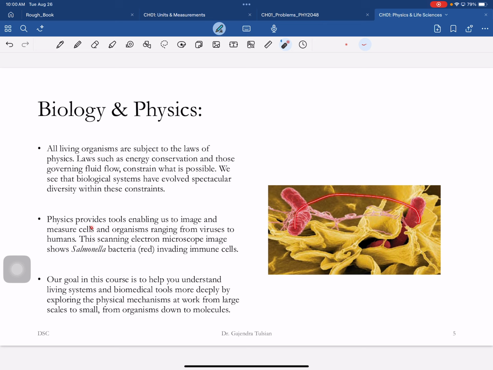So here's an image, and physics provides tools enabling us to image and measure cells. So these are, I guess, viruses. This is a scanning electron microscope image showing salmonella invading immune cells. So here is a scanning electron microscope, and you can see that it can take images with resolutions much smaller than the size of a virus.